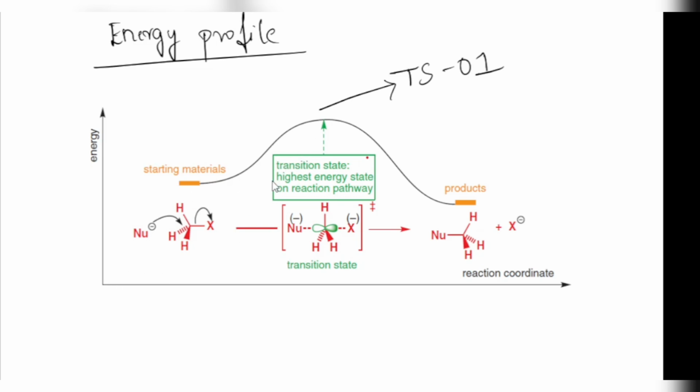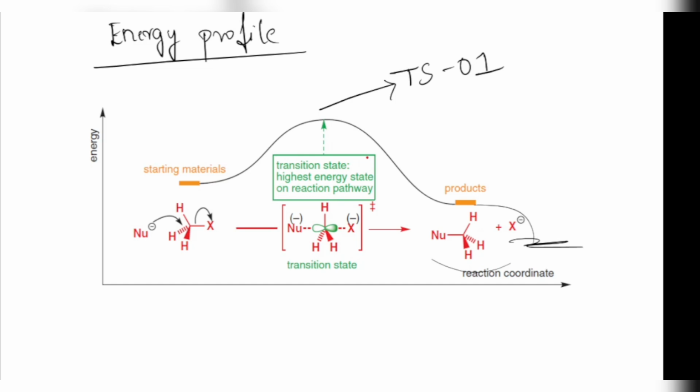Here is the starting material, which forms simultaneous bonds, like 5 bonds, and finally the leaving group will leave and the nucleophile will form a bond. Finally we will get the product like this.